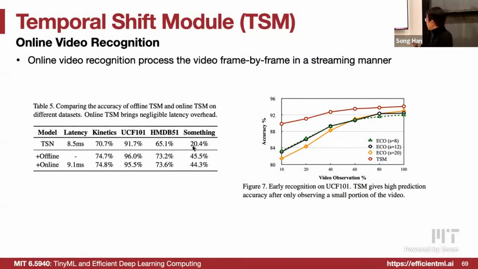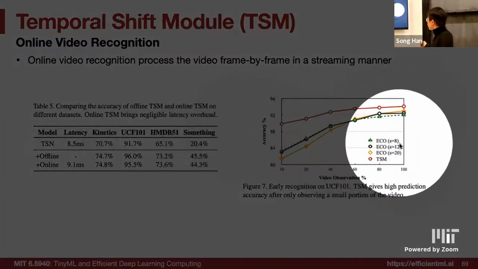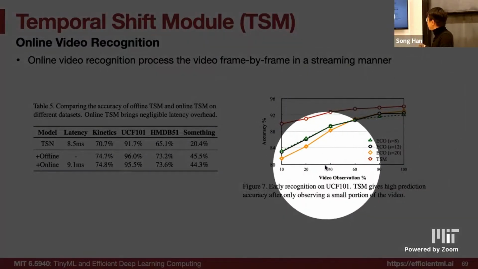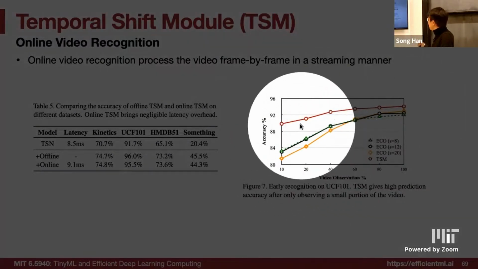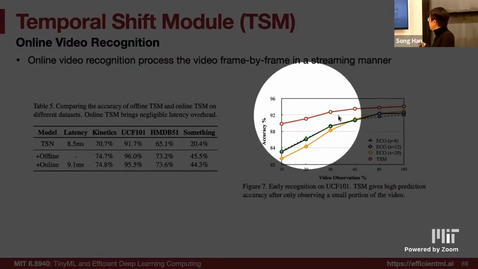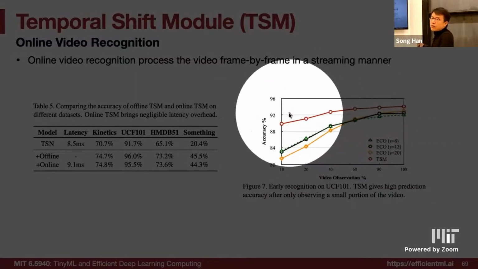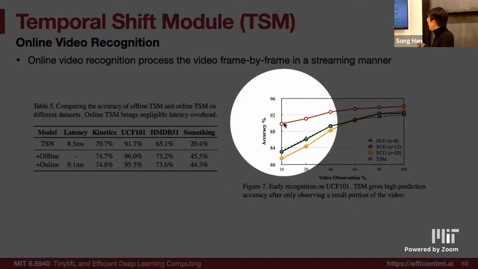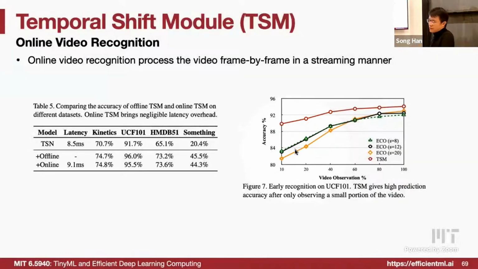And this is showing if we just observe rather than 100% of the video, we watch only like 40% of the video, or only 10% of the video. So the top row is TSM. Even if we are feeding it with like 10% of the video, the accuracy maintains much better compared with these baseline methods where the accuracy quickly drops.